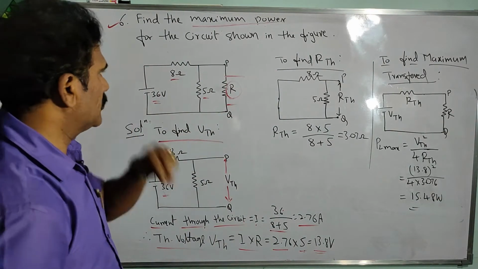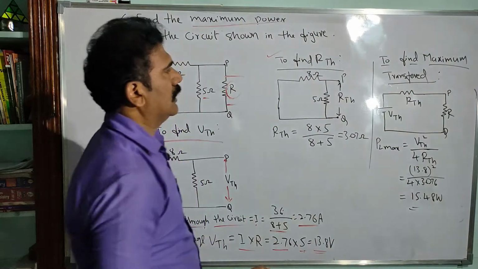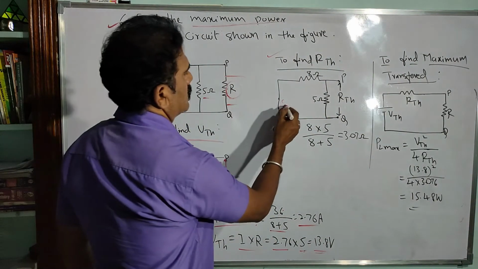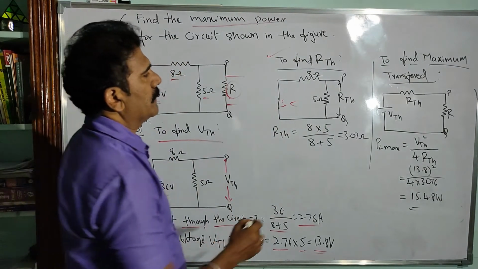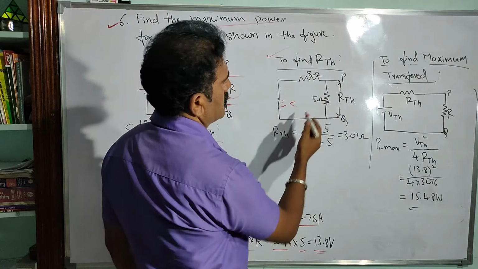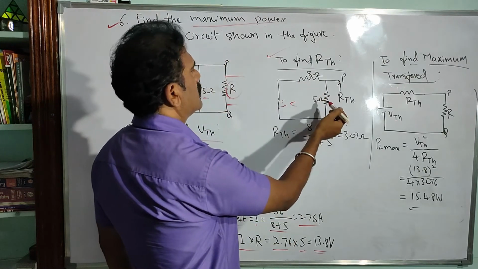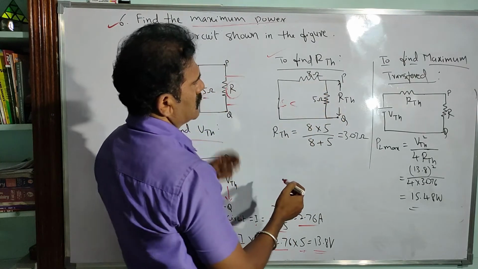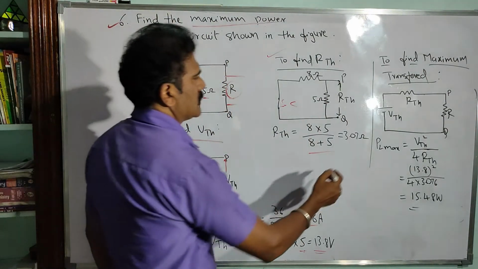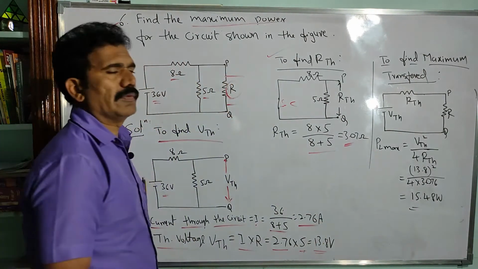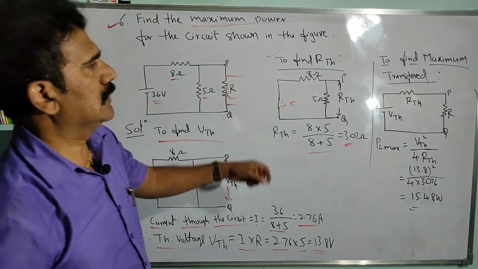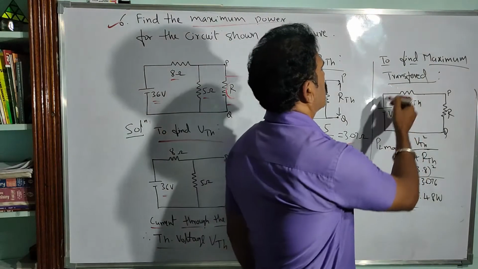Then similarly proceed to find RTH. To find RTH, short circuit the voltage source and then across the terminals PQ find the equivalent resistance consisting of only two resistors. Now you can see that the 8 ohm and 5 ohm resistors are in parallel, right? So 8 into 5 divided by 8 plus 5, you will get 3.07 ohms. Once you know the value of VTH and RTH, we can draw the Thevenin's equivalent circuit here.